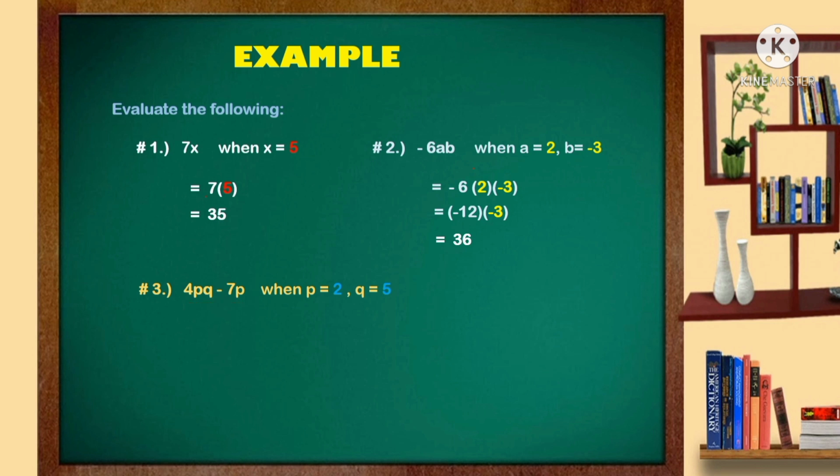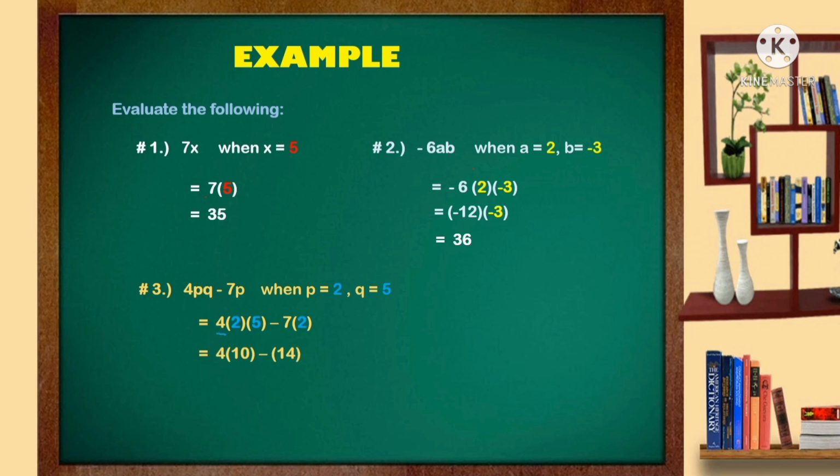So copy the given 4, then replace or substitute the value of our variables, the p and q. So our p is 2 and our q is 5. Then minus the second term, minus 7 times the value of our p. So what are we going to do next?